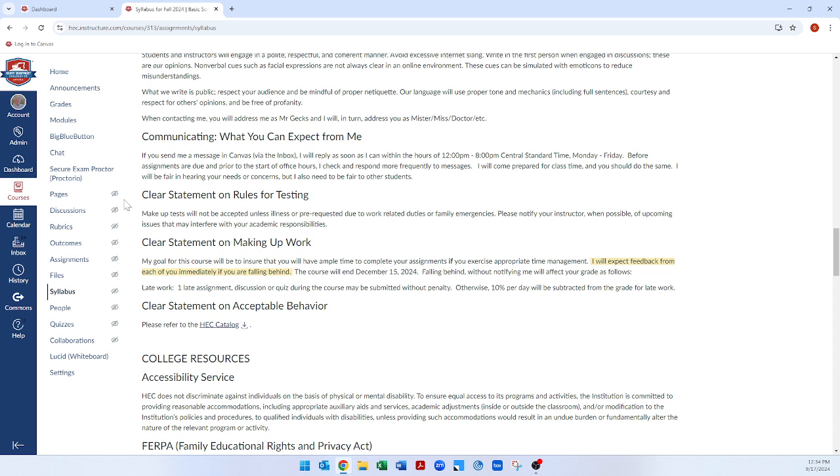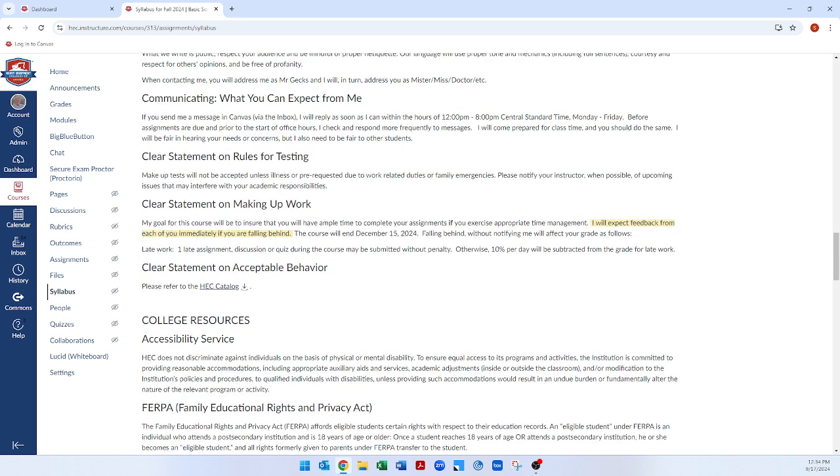Rules for testing. Don't get behind, rule number 1. Makeup test says it will not be accepted unless it's an illness, or you're saying your child, your wife, your mother is in the hospital, all those things. Let me know. I can't ask you to let me know before they get sick or you get sick, but do the best you can. I tested positive for COVID. I hope that never happens, but it has happened. Let me know that you're going to be needing some makeup time. We can arrange that.